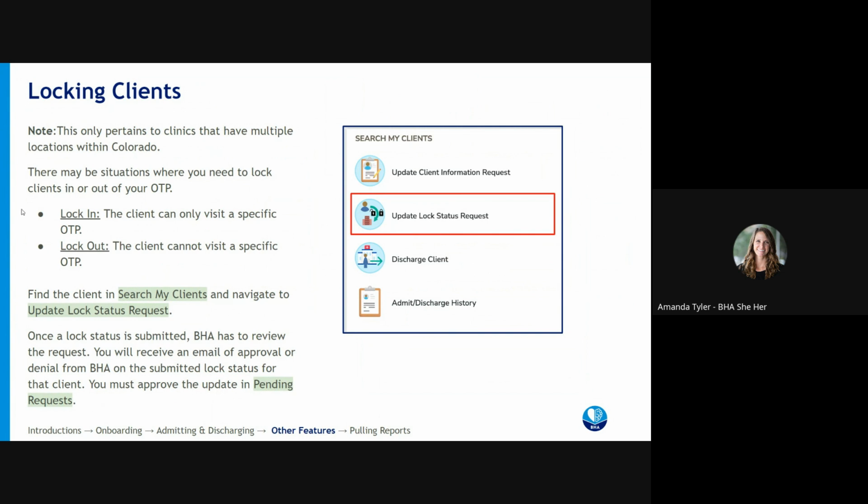If you needed to do this, you can find the client under Search My Clients and then navigate to the Update Lock Status Requests. If you submit one of these, it will get sent to the BHA to review, and then it'll get sent back to you to make the final determination, and this individual will show up in your pending requests.